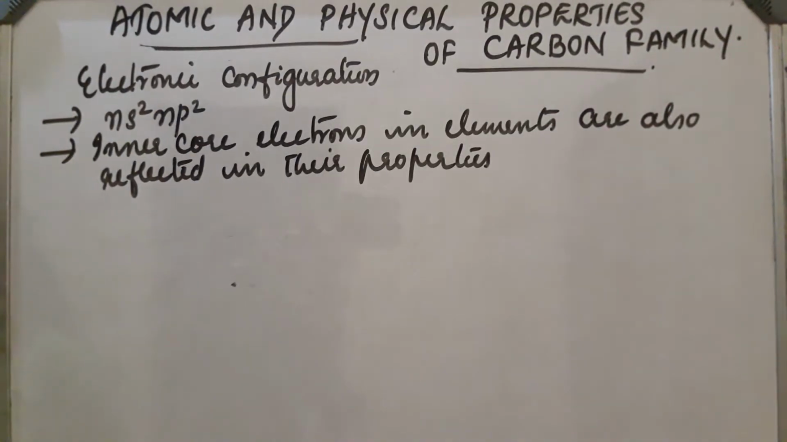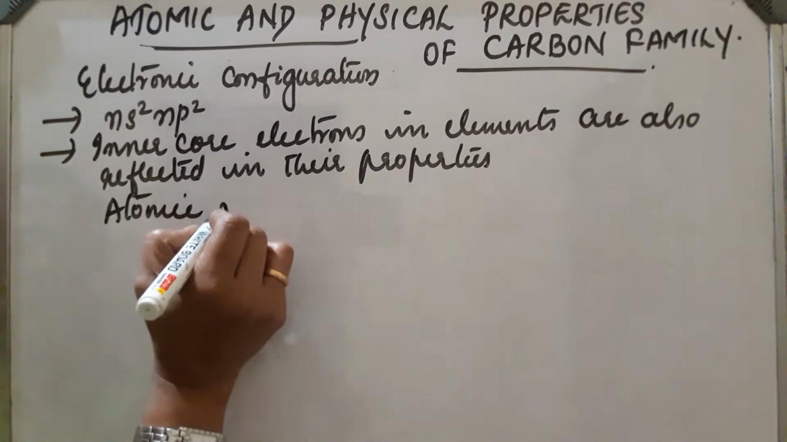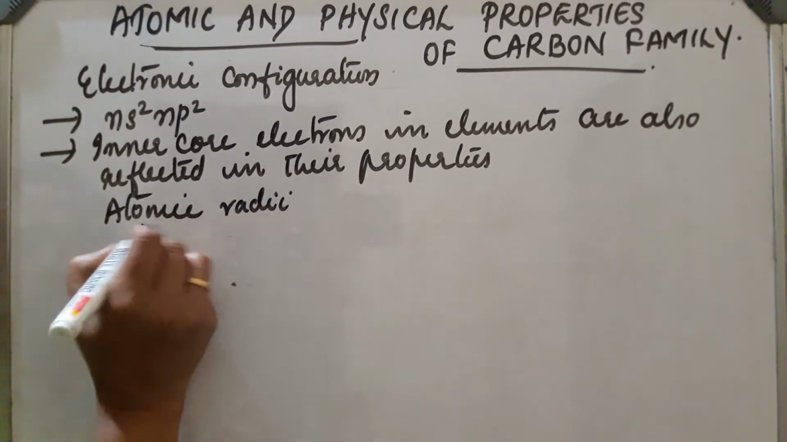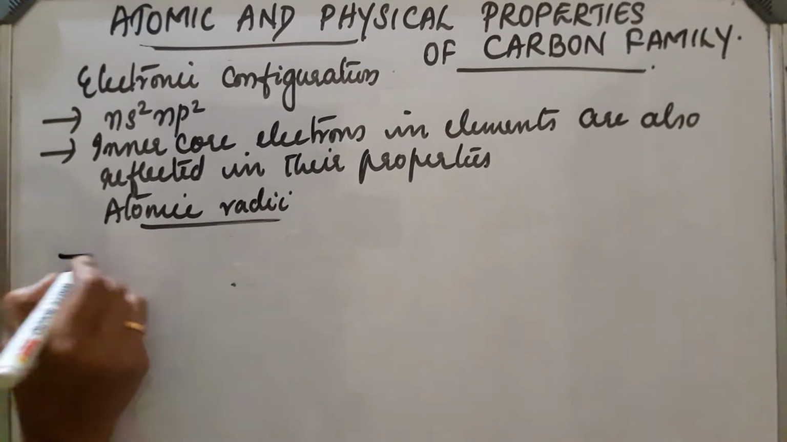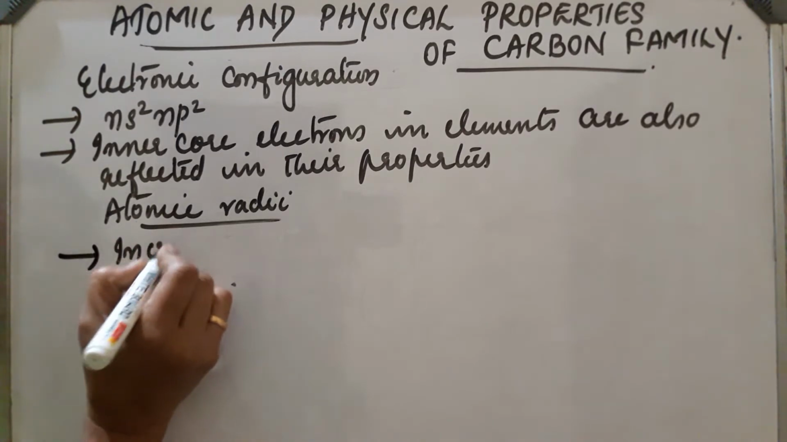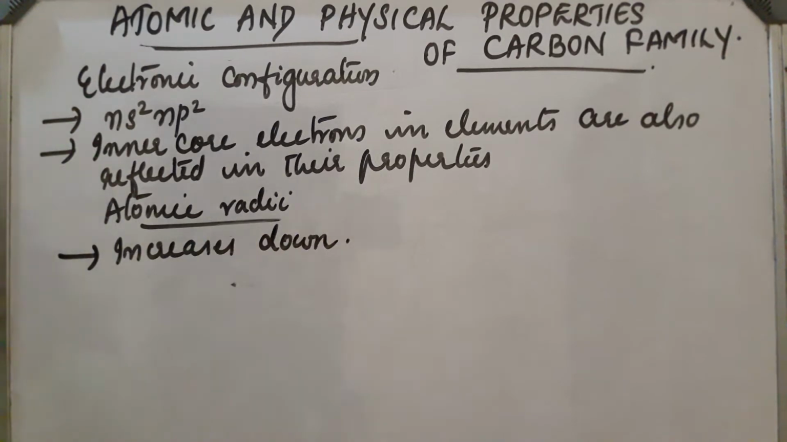Next, atomic radii. What about atomic radii? Atomic radii increases down the group, and it increases considerably from carbon to silicon. Thereafter, from silicon to lead, there is only a slight increase in atomic size.